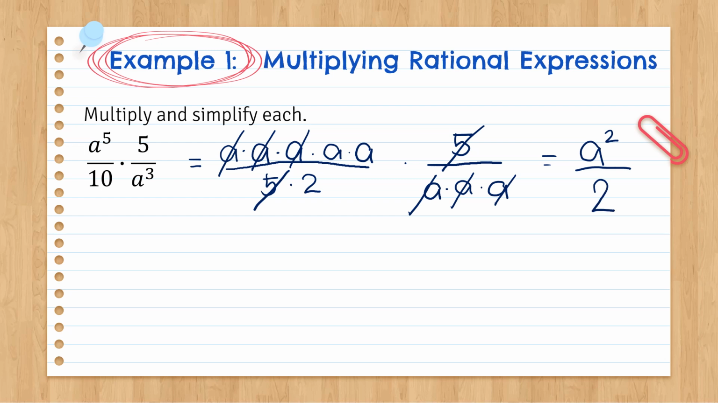So, as I said earlier, you can use the quotient rule by simply subtracting 5 minus 3, which is 2. And 5 is higher than 3, so we'll place a squared in our numerator.